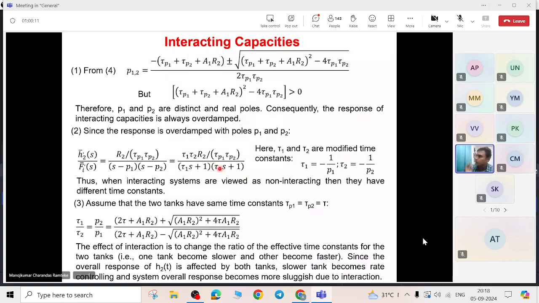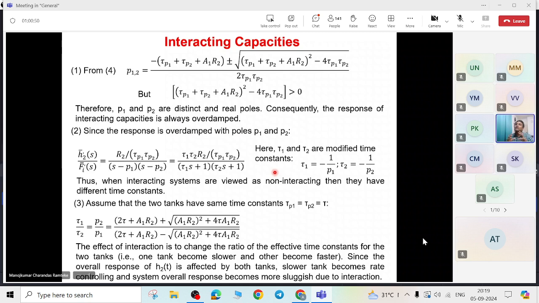So in this expression, tau 1 and tau 2 are the apparent time constants. They are not the actual time constants. Remember, in this case, the actual time constants are tau P1 and tau P2. I am saying tau 1 and tau 2 are the apparent time constants. We have taken these apparent time constants in order to convert this entire expression of the interacting system into a non-interacting form. I am representing this interacting system mathematically as if it is a non-interacting system, isn't it? If I do that, then tau 1 and tau 2 become the apparent time constants.